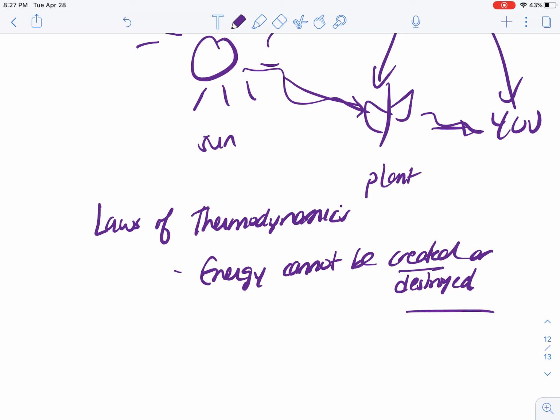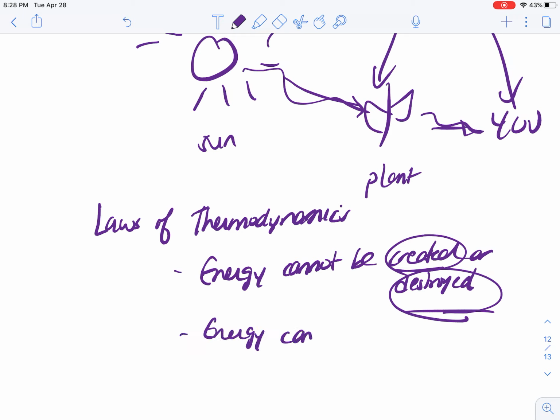So the problem is people ask, when you die, where does your energy go? If you can't destroy it, where does it go? Well, I don't know where it goes. Maybe it's trapped by something else. Who knows? But the law of thermodynamics says that energy, as far as we know, you can't create it, you can't make it. It just is. You can't destroy it. That's the weird thing about energy.